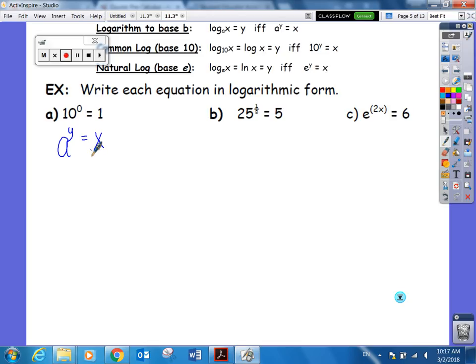So our base number is 10. So that's log. We don't put the base 10. I'm going to put it there for right now and then rewrite my answer correctly in a second. Log base 10, and then the y value. So the 0 is the y value. So log base 10 of 1 equals 0. So our answer would be log of 1 equals 0.